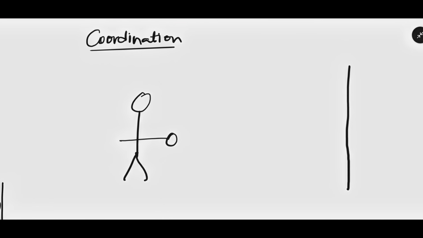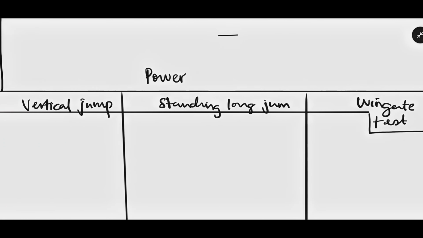Next, we have coordination. Very straightforward. We don't even have to draw this, but if we were to draw this, that's the wall. You're here. You have a little ball. Just throwing the ball against the wall and catching it, throwing it and catching it, and just counting how many successful catches you have. That's it. And then we move on to power.